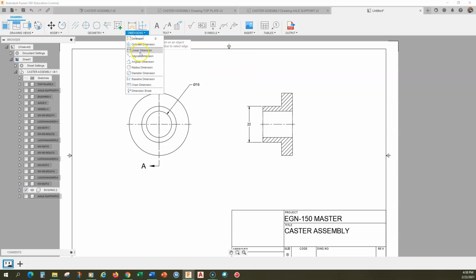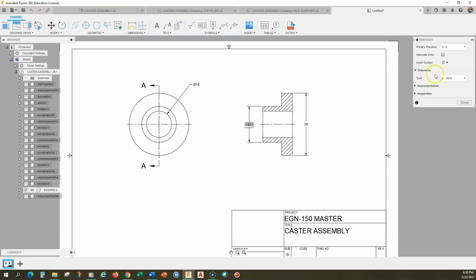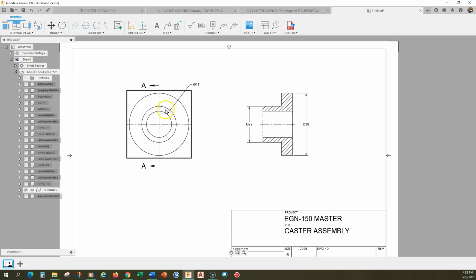Now, notice we have to use a linear dimension here. So we can't use a diameter dimension because that's looking for a circle. So we go like this and like this. We go there. And you cannot forget to put the diameter symbol in there. Right? That's important. And let's do this. And we'll get that in there.